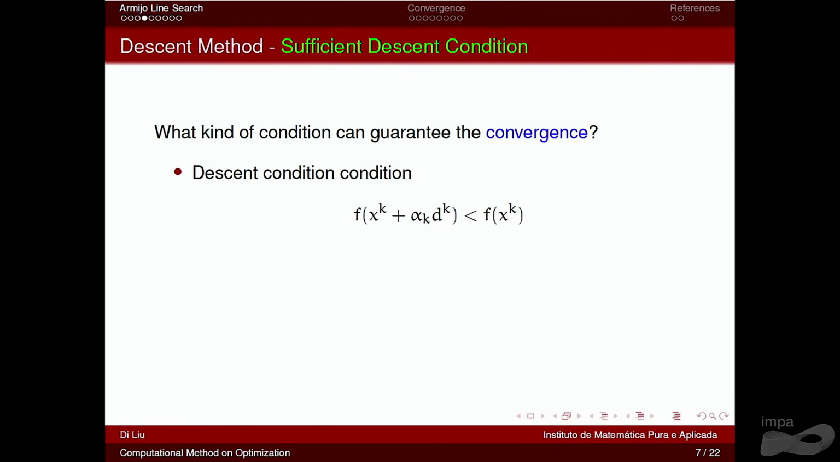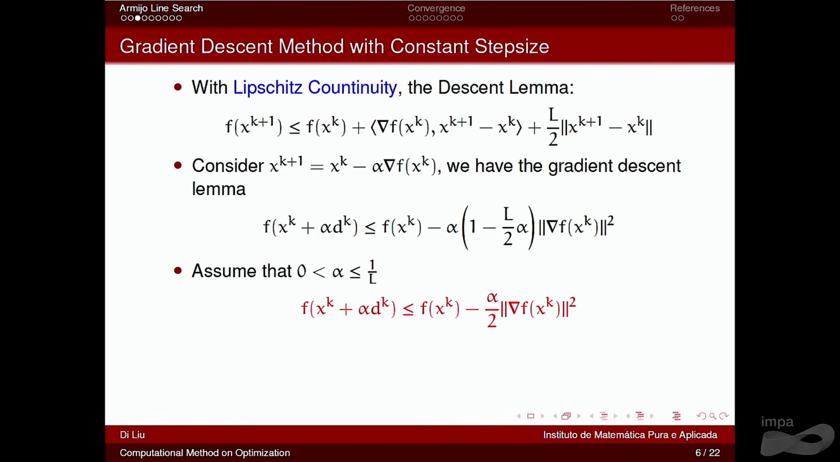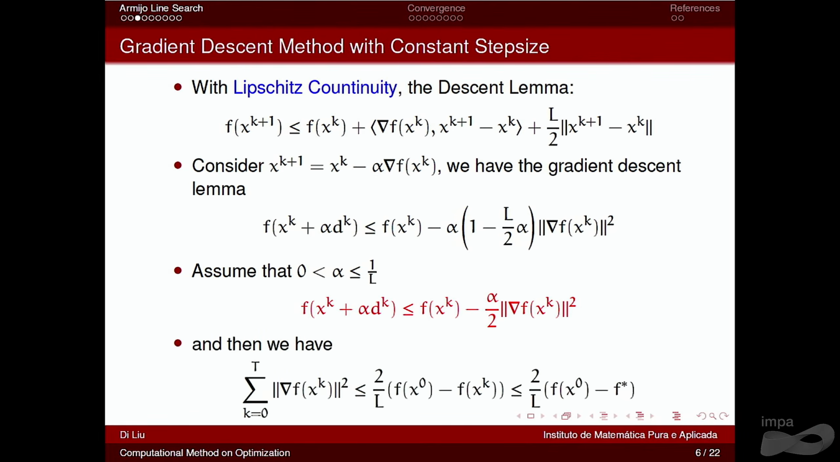Even if you make a lot of iterations, you cannot reach your stationary point or your minimum point. And then we consider this kind of sufficient descent condition, okay? Somehow we write it similar to the last one. Let's go back and recall this one.